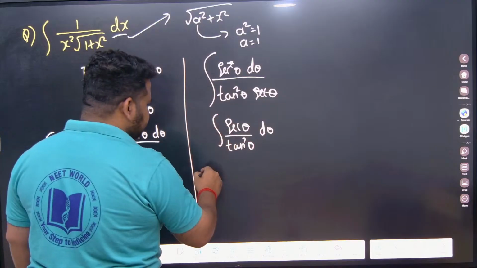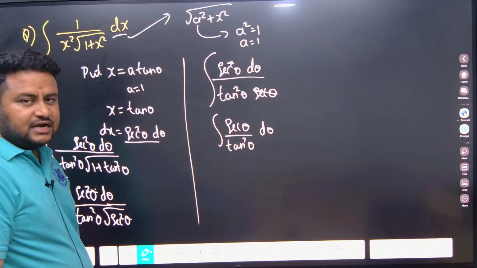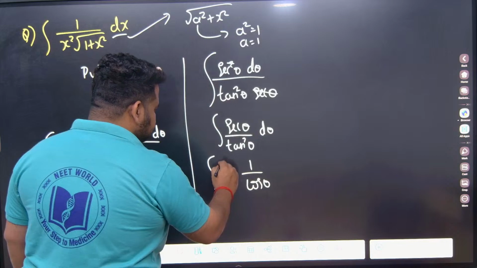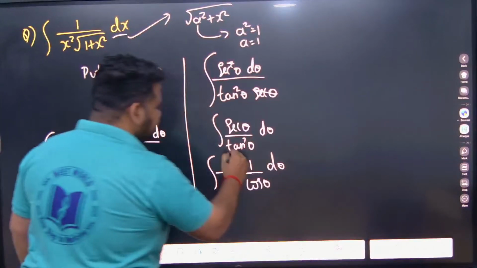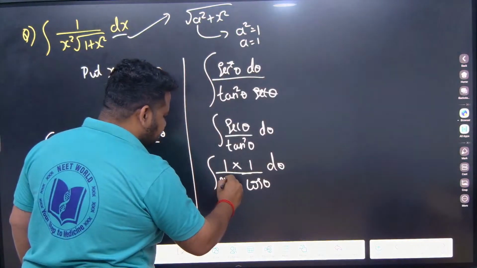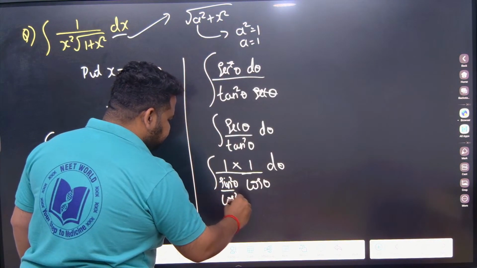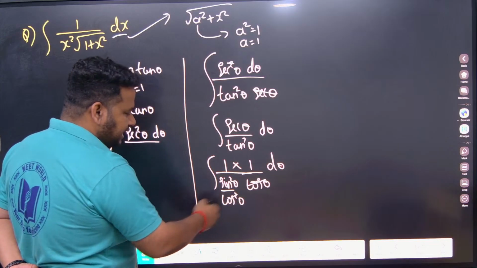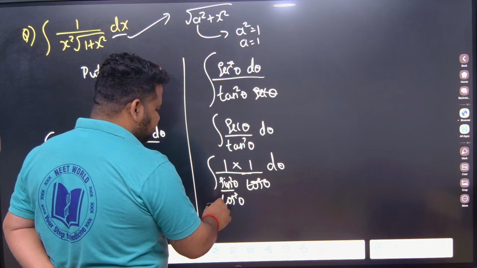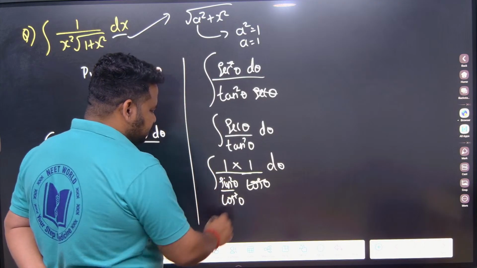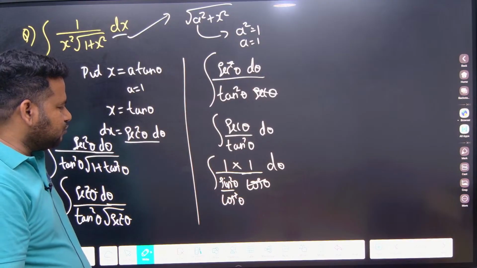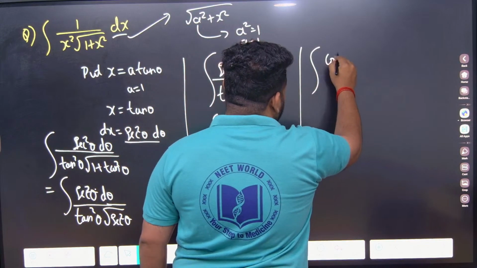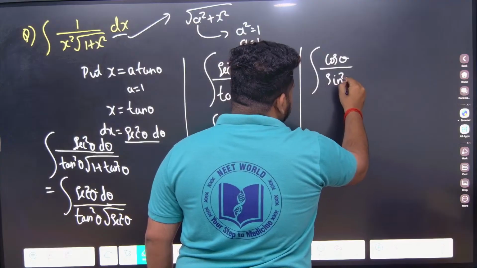Now let me write secant theta and tan square theta in terms of sin and cos. Secant theta I will write as 1 by cos theta, and tan square theta as sin square theta by cos square theta. Now this cos theta and this cos square theta will cancel. I will be having 1 by sin square theta, and cos theta will go up. Now this will turn out to be integral of cos theta by sin square theta d theta.